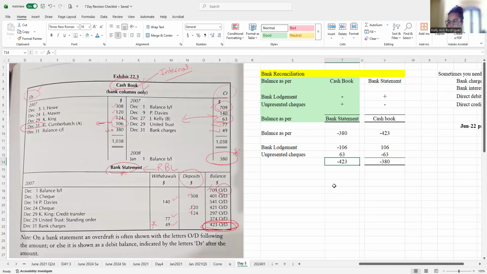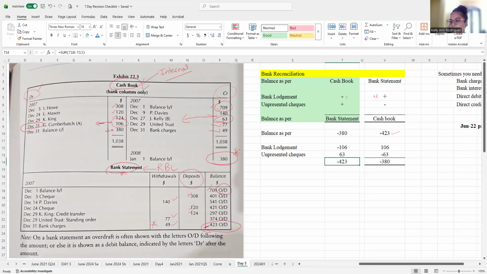Now, as I said, in the exam, they can ask you to start with your bank statement balance, which means to say you have to start with the 423. So if you're looking at this carefully, 423 OD is a minus. Do not forget that when you're using this in your reconciliation, OD means you are owing the bank. So you start with the 423, and what you did for your cash book will be the opposite. Here you minus the bank lodgement.